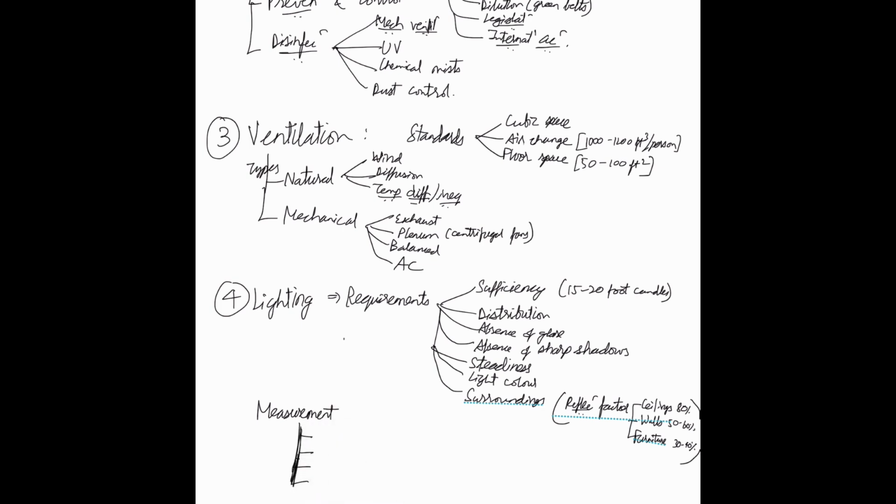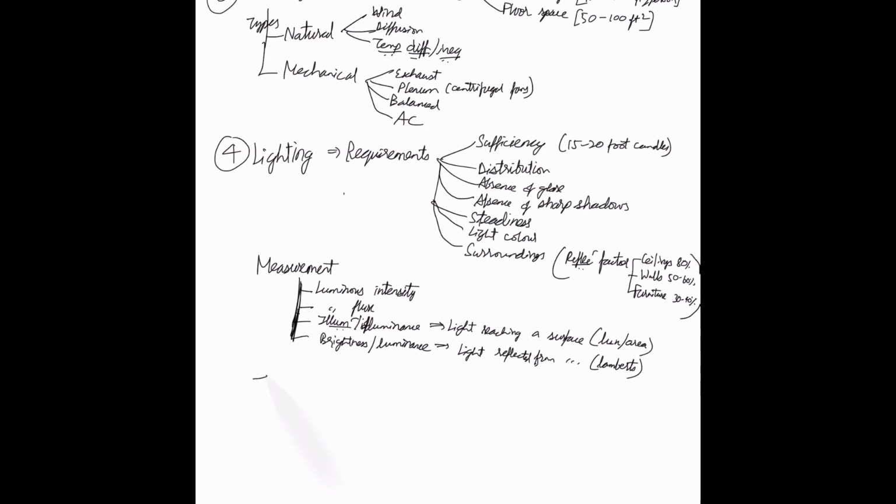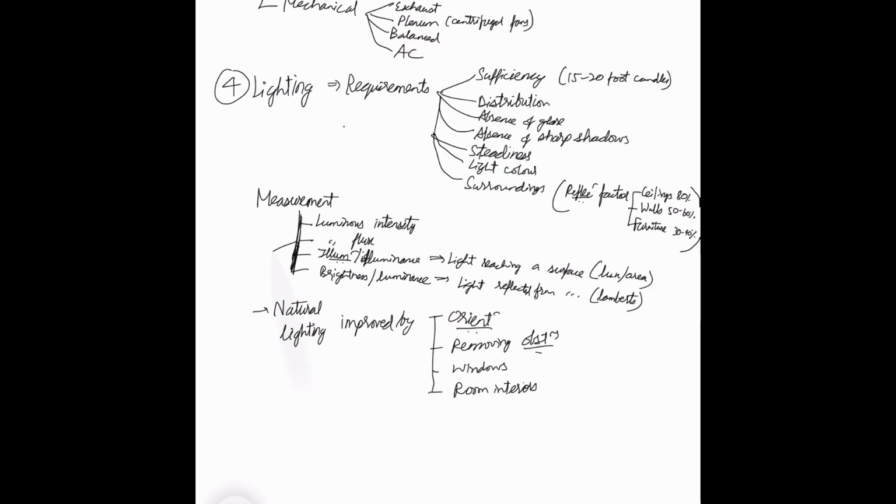Now coming to how we measure the lighting. We have luminous intensity, luminous flux, illumination or illuminance, which measures the light reaching a surface, measured in lux, or per area, and then brightness or luminance, which is light reflected from a surface or area, that's measured in lamberts. Next, we also have natural lighting improvement measures that consist of improving the orientation, removing any obstructions in the path of light, ensuring adequately large size of windows, and good room interior designing.